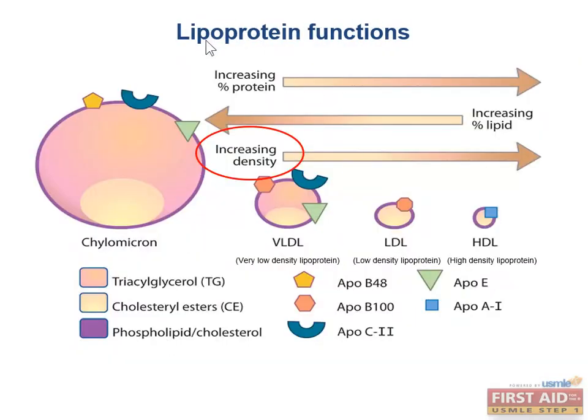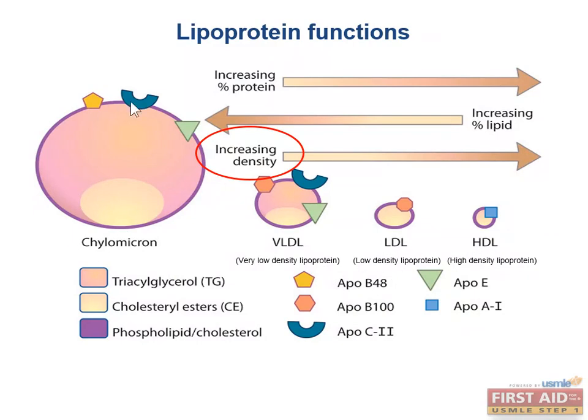Let's talk about lipoprotein functions. Now that we've talked about what makes up each lipoprotein, let's figure out what they are and what they do. So how are the lipoproteins classified? The different lipoproteins are named according to their density. From low to high density, we have chylomicrons, meaning they're the lowest density. Then we have VLDL, IDL, LDL, and then lastly HDL.